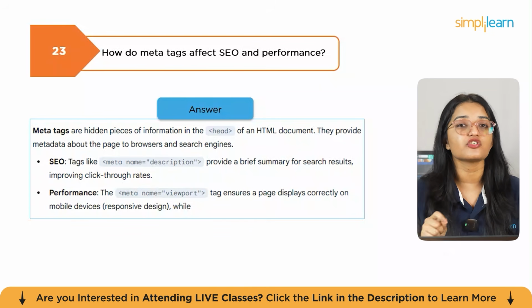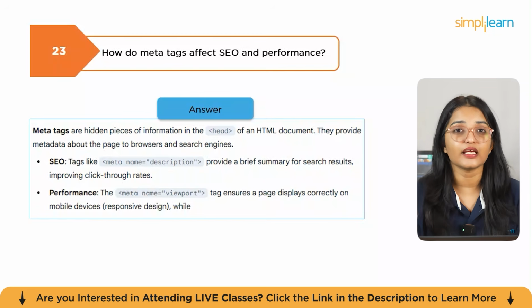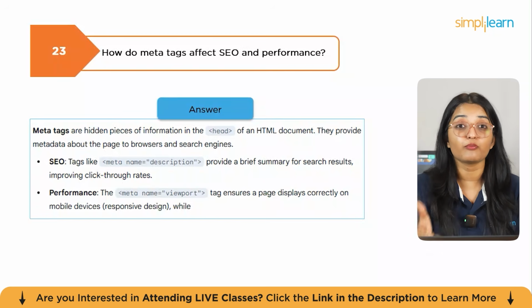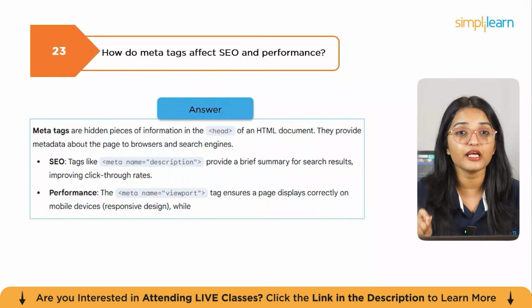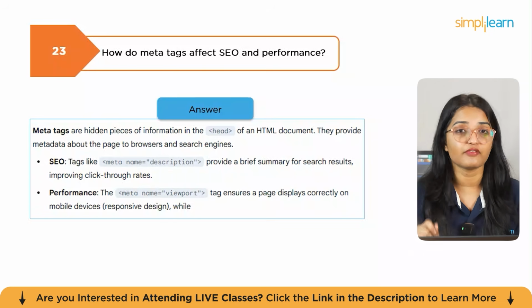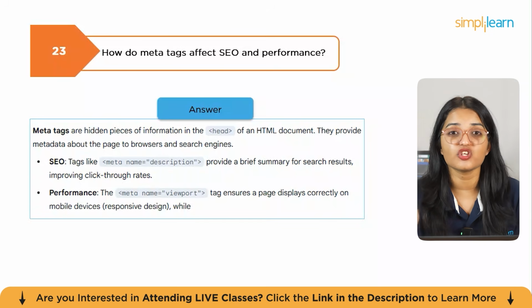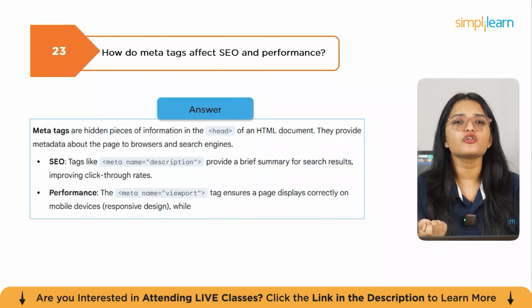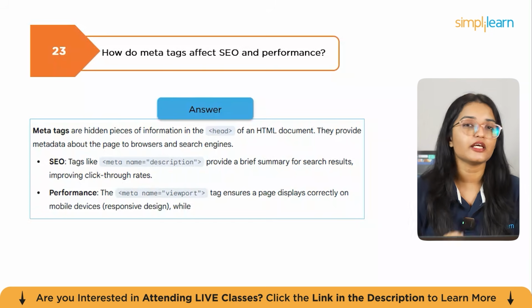The meta name equals viewport, content equals width equals device-width, initial-scale equals 1.0 tag is crucial for responsive design and tells the browser to scale the page correctly on mobile devices. Other meta tags like meta charset equals UTF-8 ensure correct character encoding, preventing display issues.